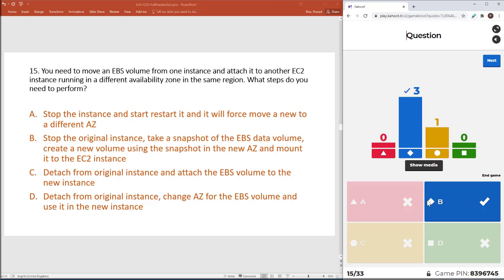Okay, yeah, again, most of you got it right. B is the right answer. If you want to move it to another availability zone, then we'll have to stop it, take a snapshot, and create a volume. I know it's a bit convoluted process, but that's what the right process is. We hope it's as simple as it was in option C, but unfortunately, it is not. Probably a feature request.